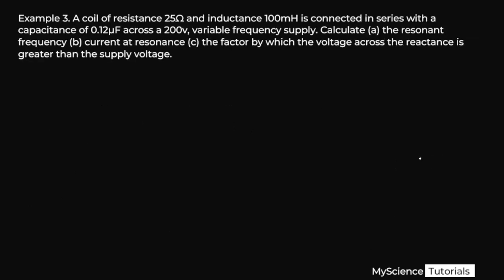Alright, so we have a coil of resistance 25 ohms and inductance 100 millihenry connected in series with a capacitance of 0.12 microfarad across a 200 volt variable frequency supply. We have to calculate A, the resonance frequency, B, the current at resonance, and C, the factor by which the voltage across the reactance is greater than the supply voltage, or what we normally call the Q factor. Alright, so let's go ahead and write down our solution.